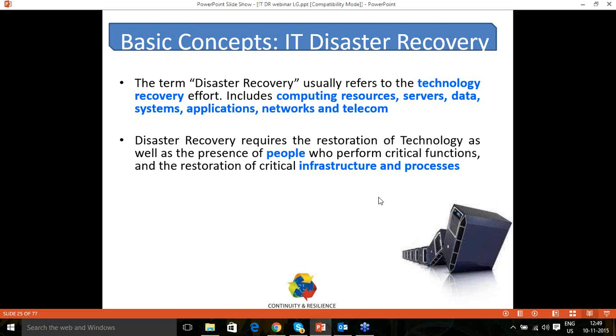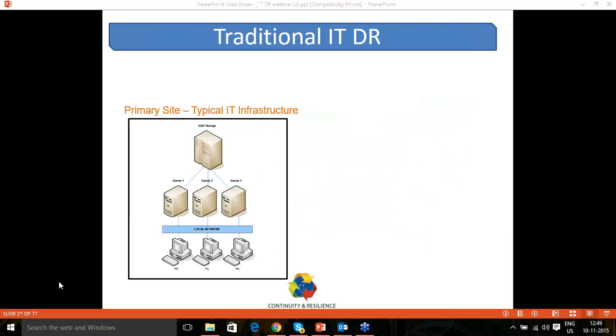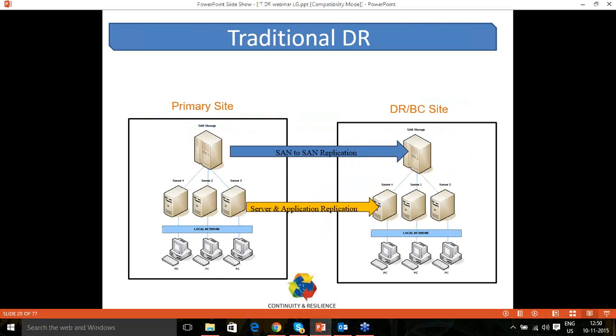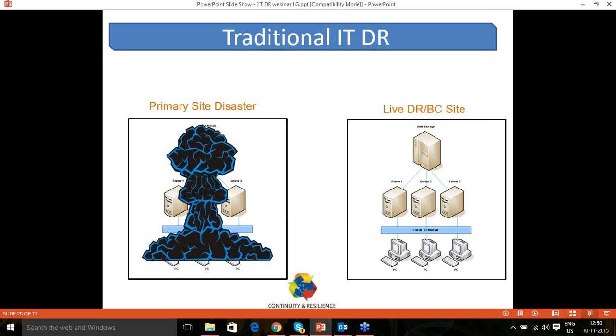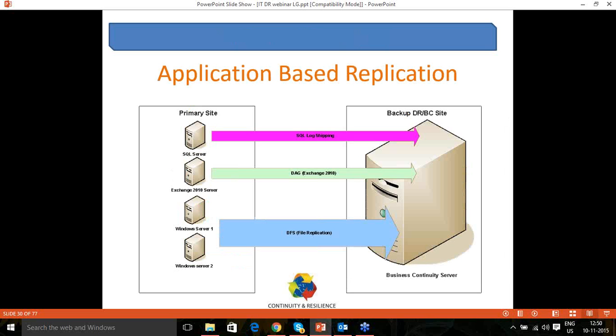Okay, this is the traditional DR structure which we all have been seeing. I would have a primary site, then I'll have a BCDR site where I would either do SAN to SAN replication or I may also do server and application replication to my DR site. In case I ever need it, I would go there and start working with my critical things in place. So if something goes wrong with the primary site, I have a live DRBC site. I can even have application-based replication to my DRBC site.